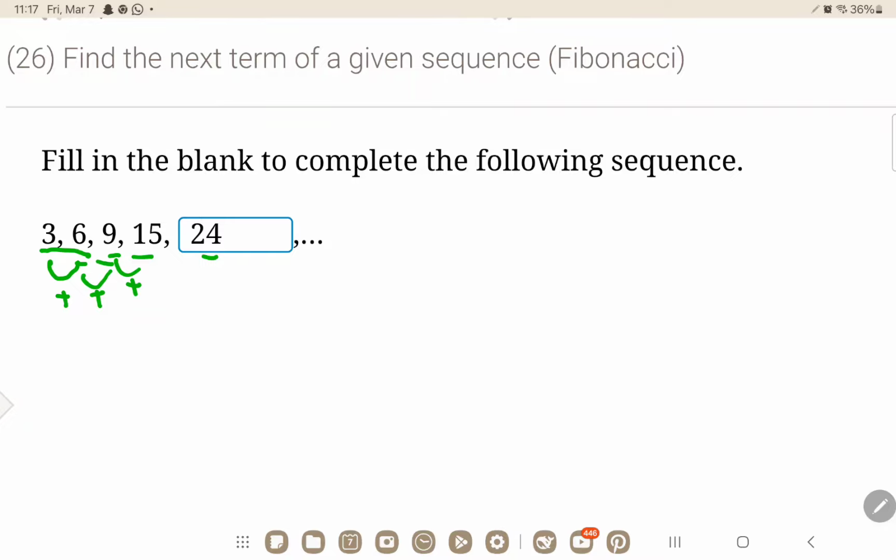Third and fourth point to get your fifth point. And so on. Like now, if you wanted to do the one after it, it would be 15 plus 24, which would be 39. And that's it. Now, moving on.